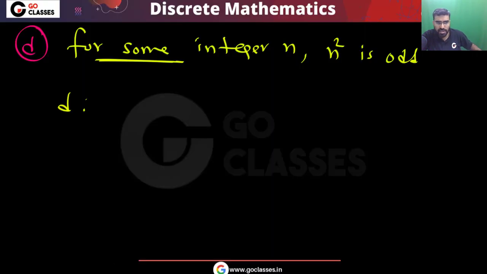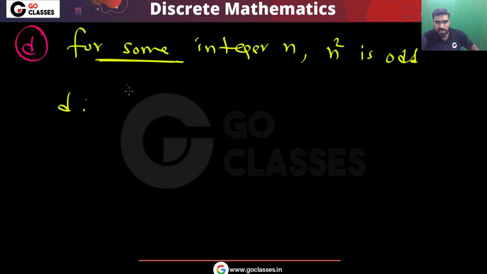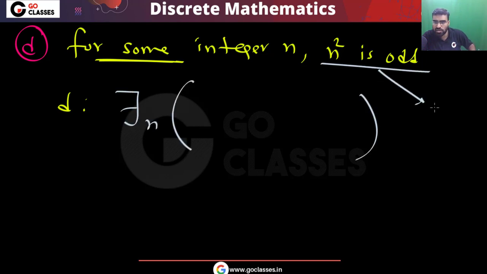So what I can do, I can write this as there exists an integer, because remember the domain is also the set of integers. So I can say there exists an integer n such that n square is odd. That means Qn. So I can say there exists n such that Qn. So very simple, you can write it like this: there exists n such that Qn.